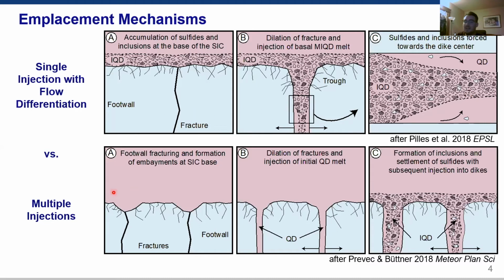Then in the 90s, the multiple dike injection was proposed based on the observations we've seen in the previous slides, so the QD inclusions within the IQD, as well as the sharp contacts between the two lithologies. In this mechanism, first we have the injection of the QD melt, and then at a later stage, the injection of the IQD melt. The fact that the IQD preferentially occurs in the dike center suggests that the QD phase was not completely solidified during emplacement, and that the duration between the two phases must have been very short.